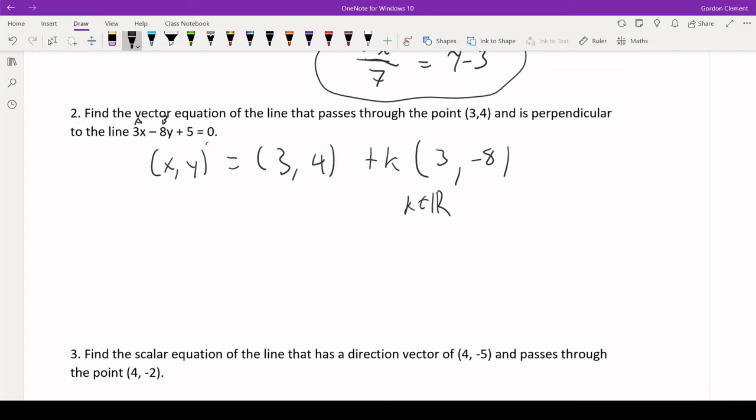So since that AB is a normal vector to the line, I want my direction vector to be perpendicular to that line, so I'm going to use that vector as my direction vector.